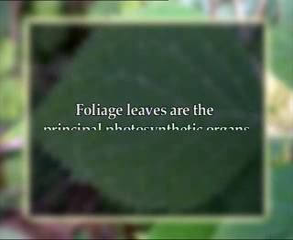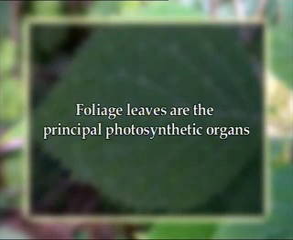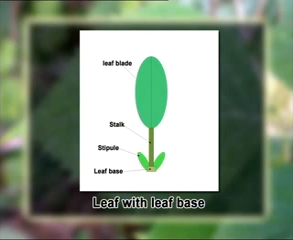Foliage leaves are the principal photosynthetic organs. A structurally complete foliage, that's photosynthetic leaf, typically consists of number 1, a lamina, that's the leaf blade, where most of the green tissue is located. Second, a petiole, that's the leaf stalk, which supports the blade on the axis and provides the route for transfer of water and sugars to and fro from the leaf. And third, leaf base, that's the portion by which the leaf is attached to the stem or branch.